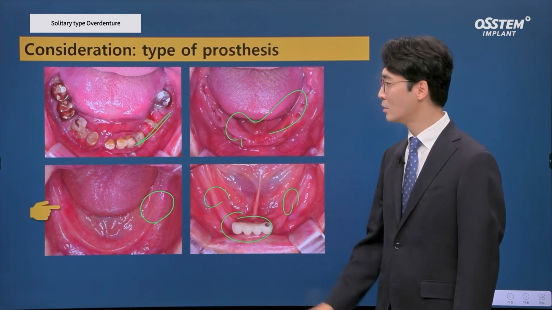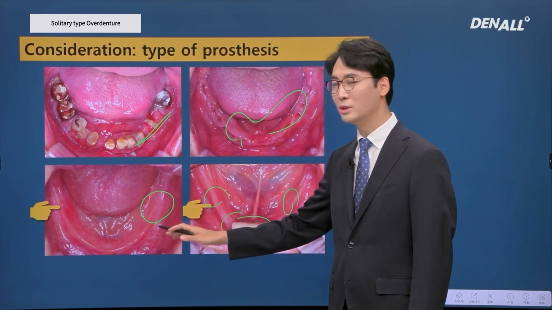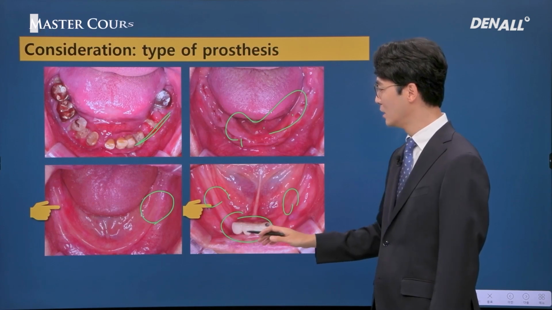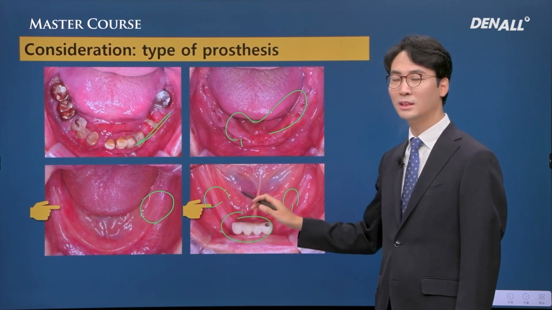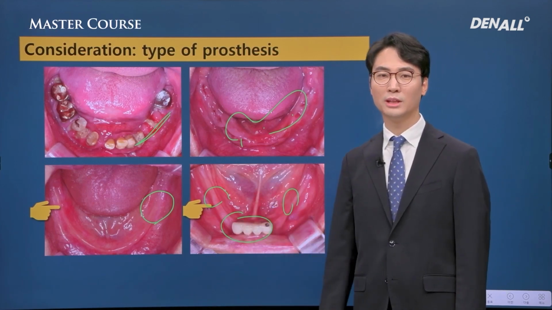Implant-supported overdenture can be primarily considered for patients who have been fully edentulous for a long period or who will become fully edentulous after extracting the residual teeth.